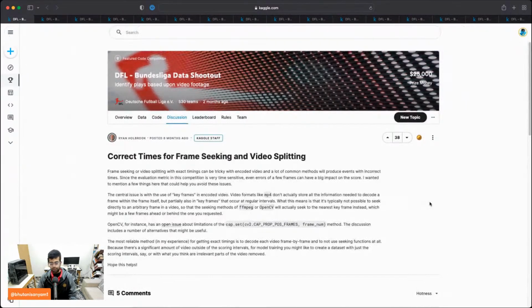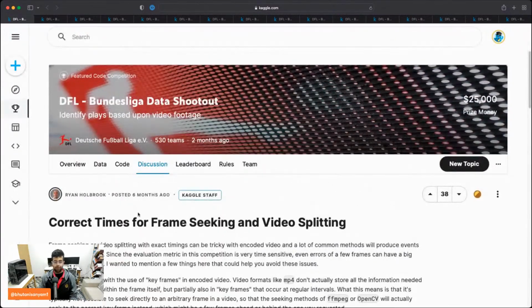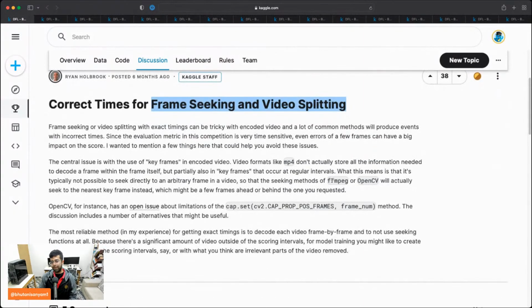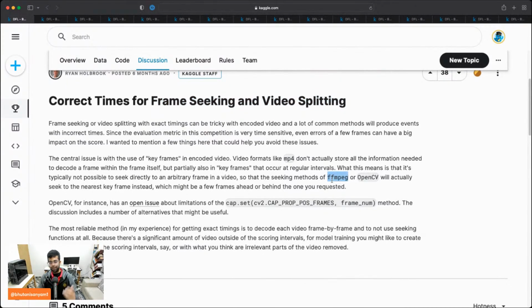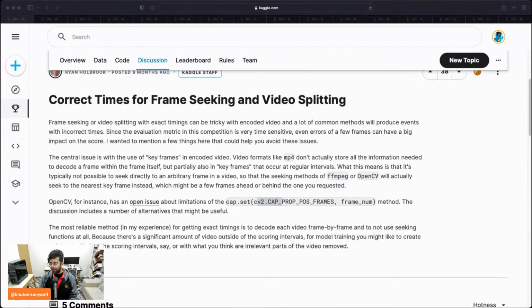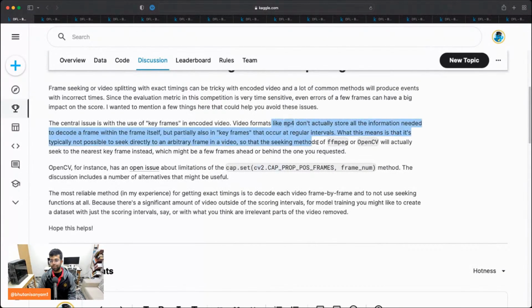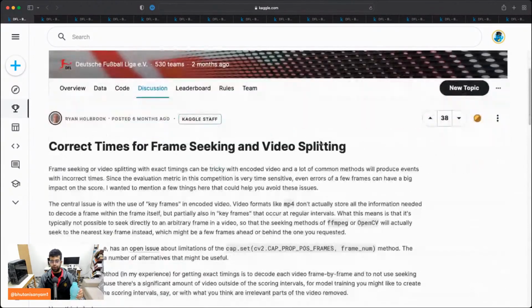In this discussion, the host from Kaggle taught that there are different ways of seeking the frames and video splitting. The best way would be ffmpeg. You might be tempted to just use CV2, and that was my original understanding as well. Hey, OpenCV is the best framework, I'll just use OpenCV. There are issues around it. So you need to figure out what framework is best, and also make sure that when you are separating your video into images, you process that in the right way.